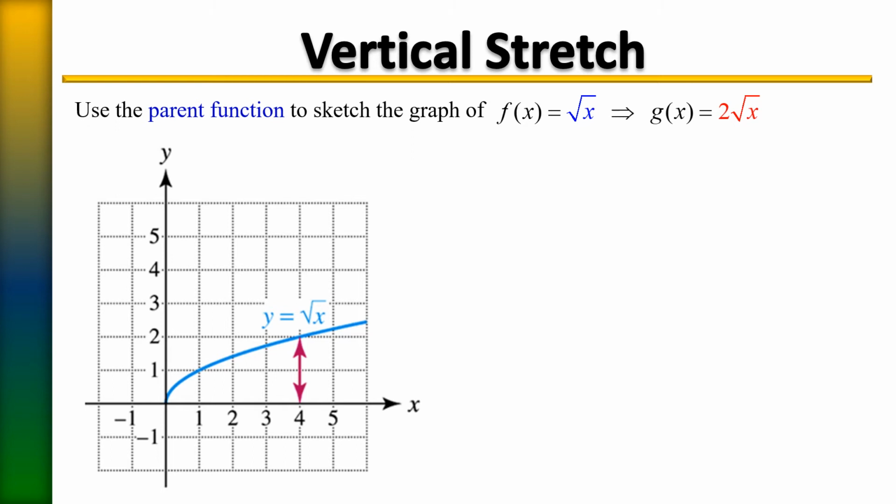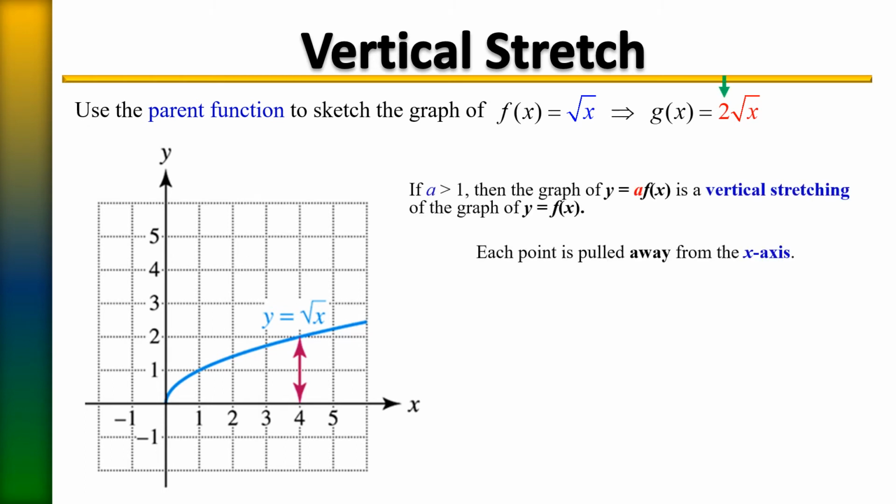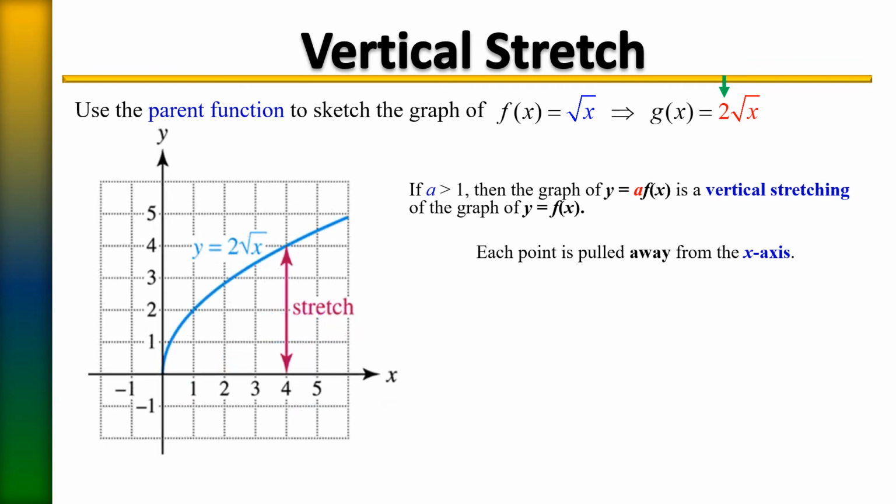So what I want you to see though is if you take a look right now on the screen, you see the parent function, the square root of x. And in a moment, I'm going to show you what it looks like when the graph has been stretched by a factor of 2. It's going to look like so. And basically what's happening here, notice, is that it pulls each point away from the x-axis, this vertical stretching.